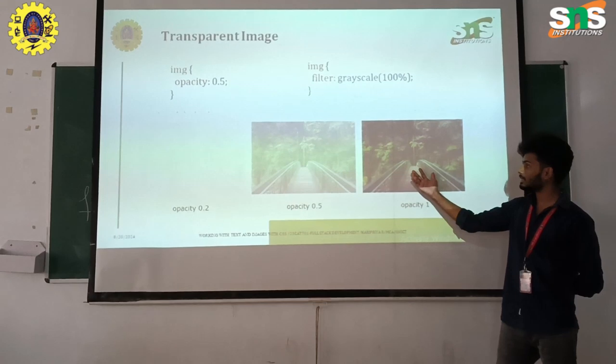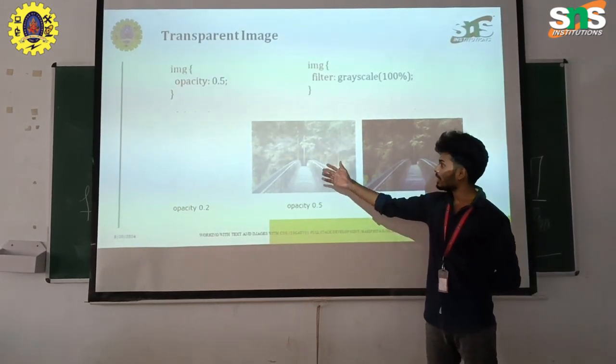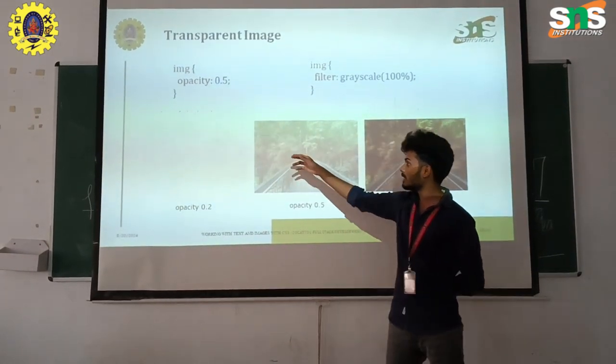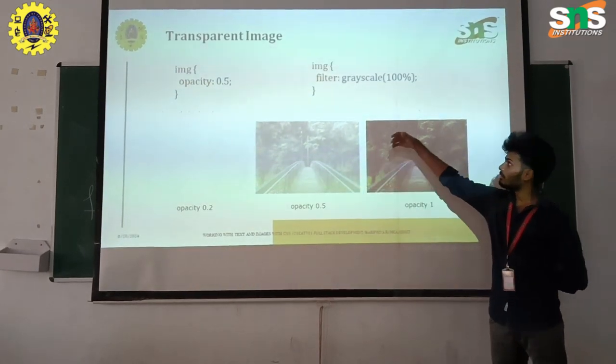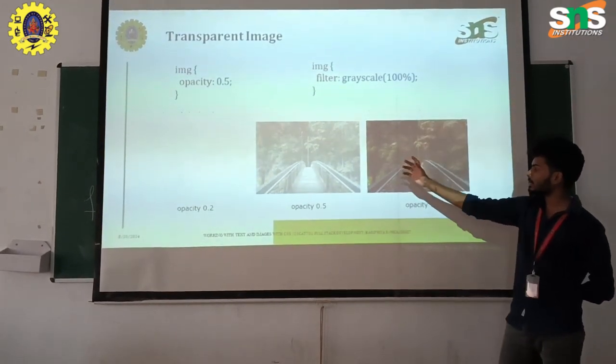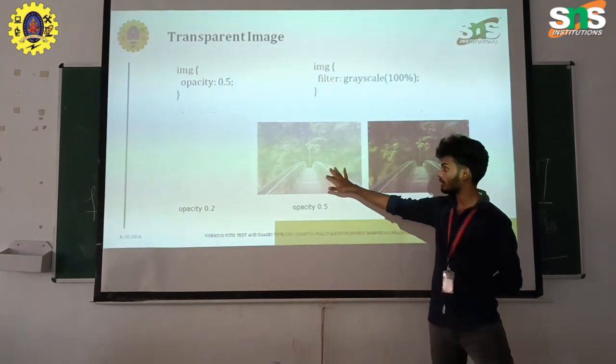Here we are going to see about the transparent image. This is the original image. This is a transparent image where we have included the property of opacity. We have set the value as 0.5. Then we include the filter as grayscale. Then the original image changes to a filtered image.